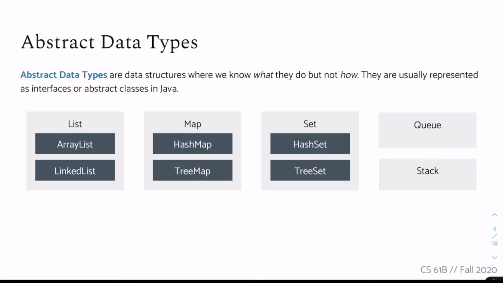So basically the list tells you, oh, you should be able to add things, you should be able to remove things, you should be able to get things, but it doesn't tell you what the underlying structure of the list is. That's what array list and linked list are for.